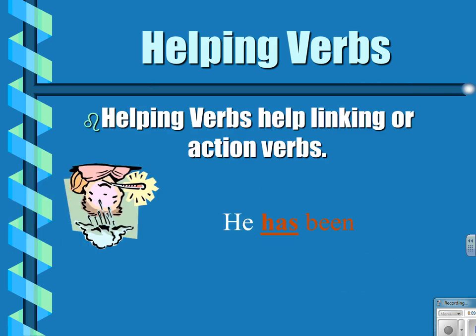Helping verbs help linking or action verbs. They usually show a tense, like a past or present tense. He has been sick. If we took out has, we could have he been sick. We don't really talk that way. So helping verbs help in some way. Has is helping been in this sentence, and we know that we can't do been, so it was a linking verb. Has is helping the linking verb been.